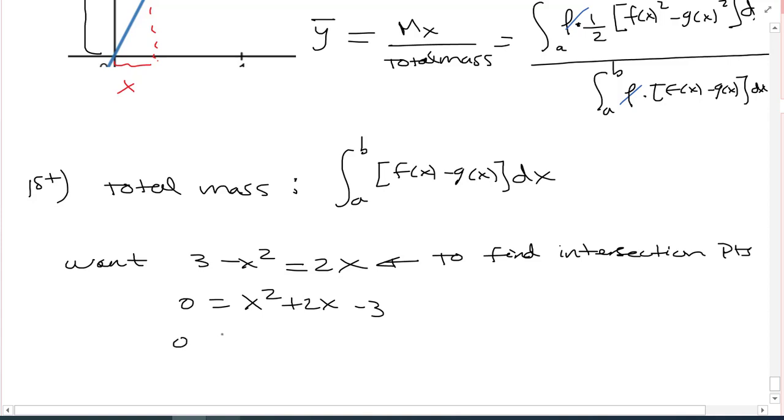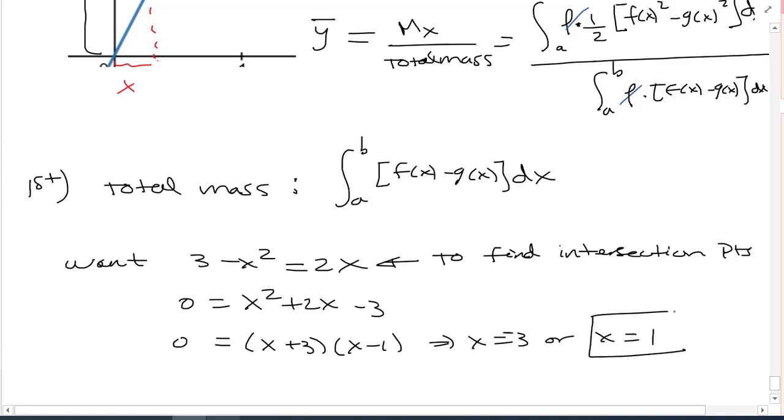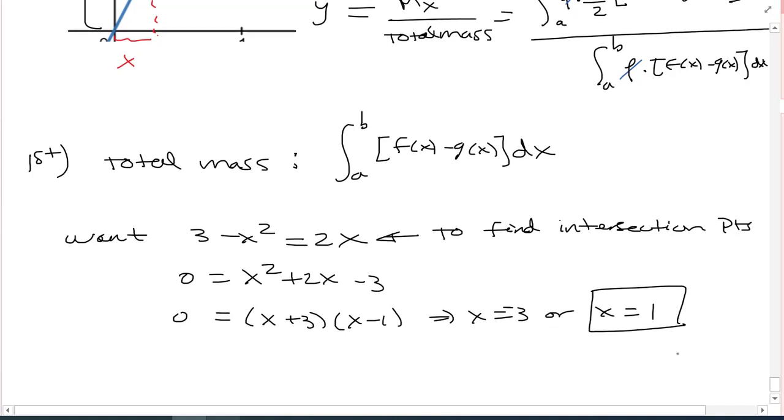And hopefully that factors, and it looks like it does. Two numbers that multiply to -3 and add up to positive 2. That will be x plus 3 and x minus 1. So that means x is equal to 3, oops, sorry, -3, or x is equal to 1. We're in the first quadrant, so x equals 1 is the one that works for us.